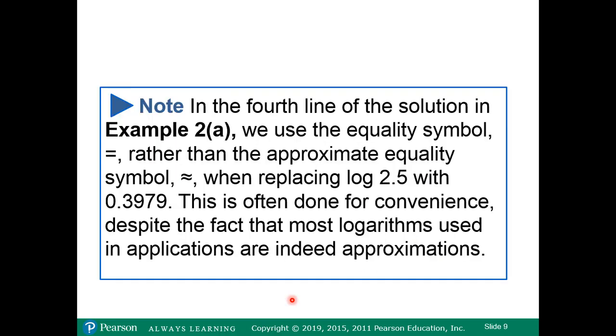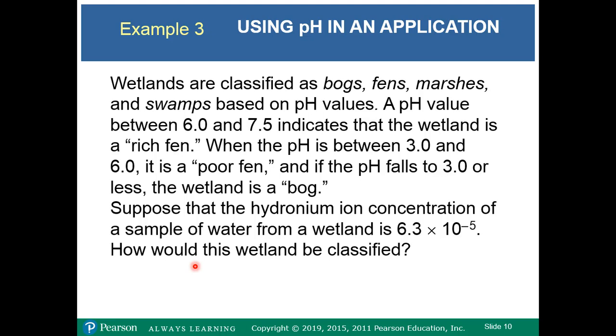So note, in the fourth line of the solution in this example 2a, we use the equality symbol rather than the approximation symbol when replacing log 2.5 with this. This is often done for convenience, despite the fact that most logarithms in applications are indeed approximations. So it's more or less just for convenience. When we deal with applications, it's usually always an approximation.